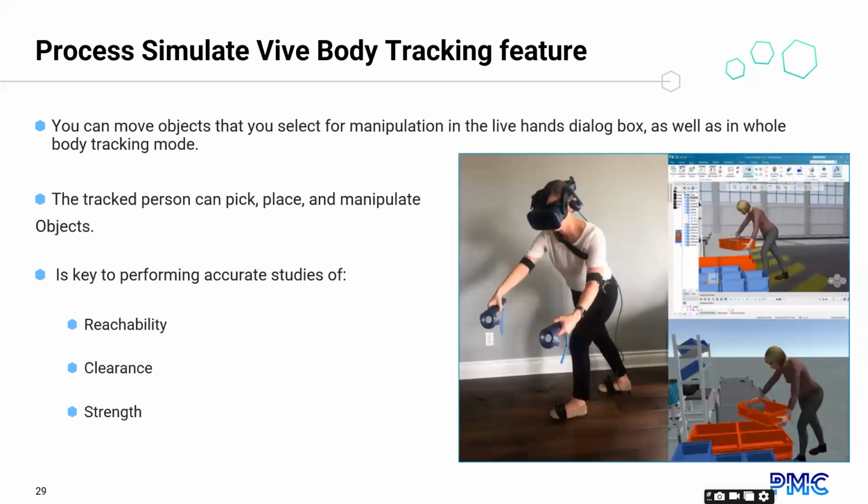Here we have other pictures. The tracked person can pick, place and manipulate objects with the live hands feature active. We can say that this offers a first-hand experience interacting with parts and workstation design proposals, and allows you to evaluate movements that include the whole body as well as the part objects. This also allows for accurate studies of reachability, clearance, and strength.